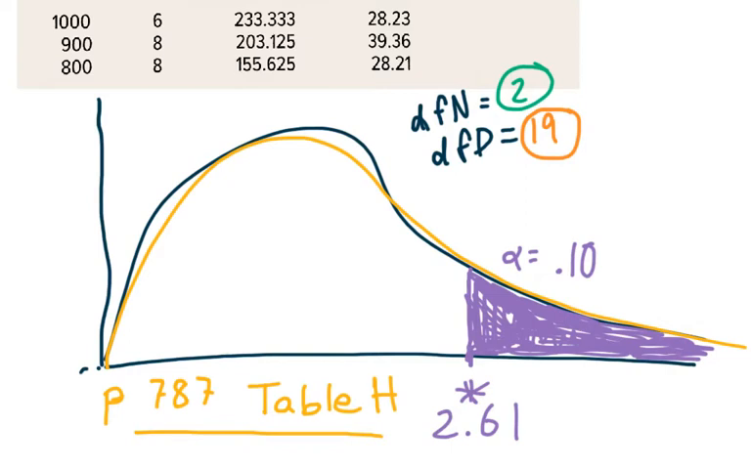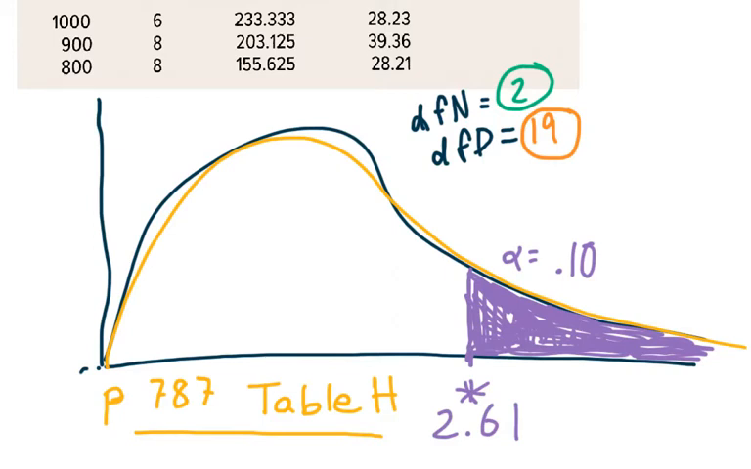together with alpha equals 0.10, that's what tells us that we are on page 787 of table H, not a different page, because that is the one corresponding to alpha equals 0.10. And looking in row 19 and column 2, for the correct degrees of freedom for the denominator and the numerator, we look up the critical value of 2.61. So that defines our critical region, and that's what we want to do in step 2. And usually we use that in step 3 and step 4 as well. So I wanted to write that underneath our summary table.